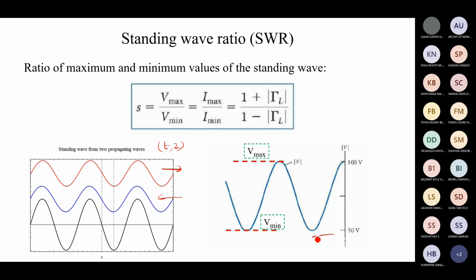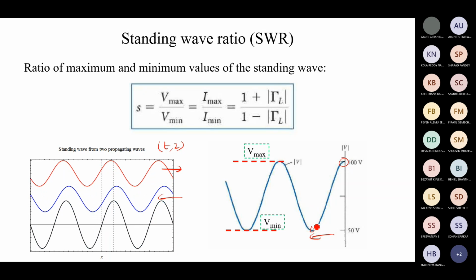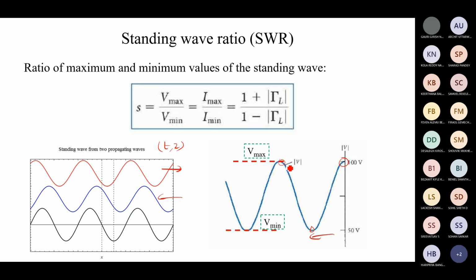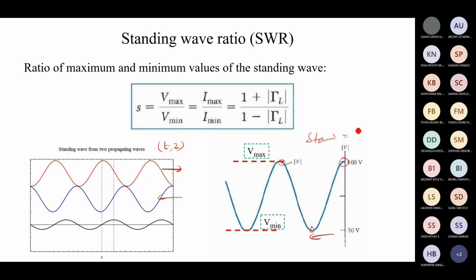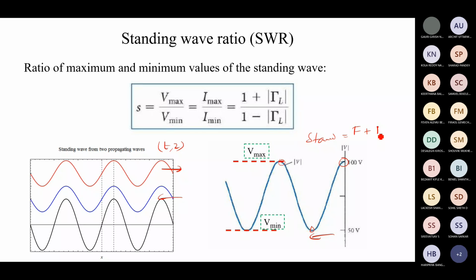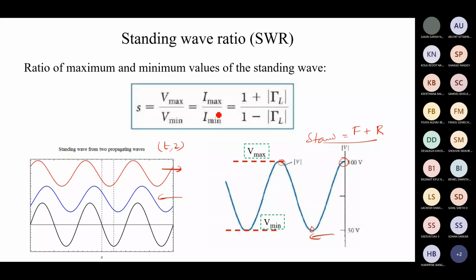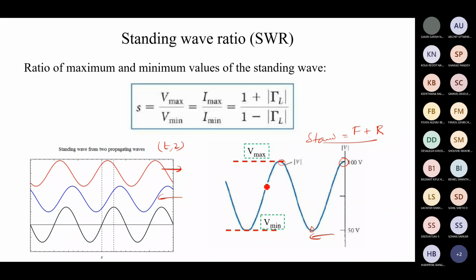So with respect to the position, sometimes they add each other, sometimes they subtract each other. So they will be defined by the maxima and minima of the standing wave. The standing wave is nothing but the forward wave plus the reverse wave. And this V max and V min describe the magnitude of the overall reflection.